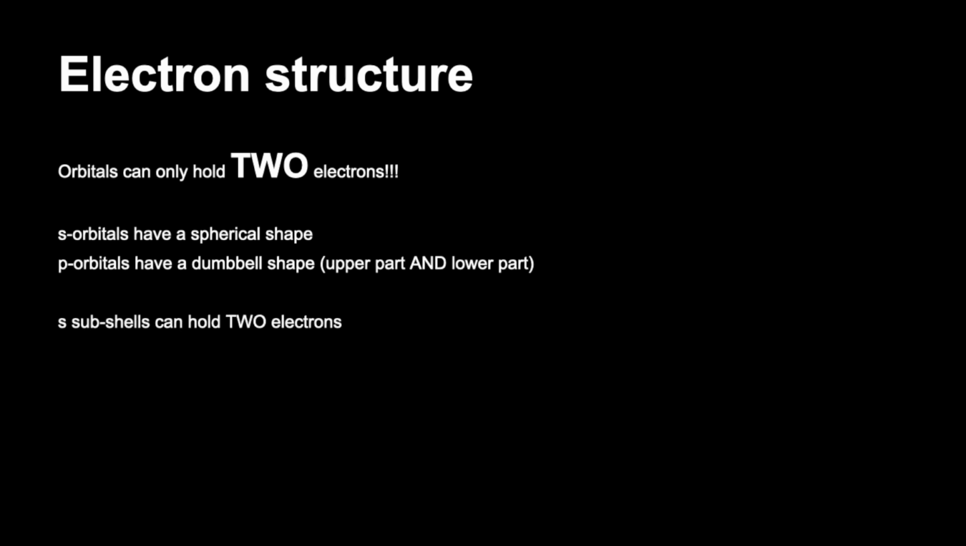S subshells can hold 2 electrons. P subshells can hold 6 electrons. So that's where that common mistake comes from.